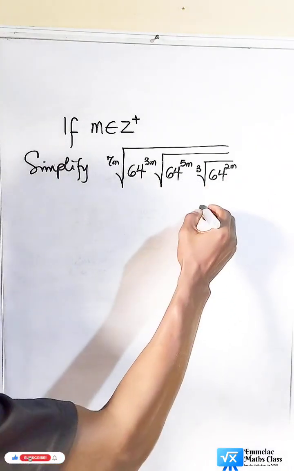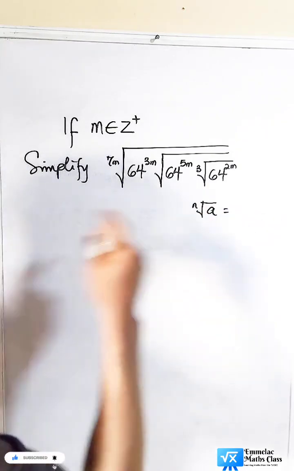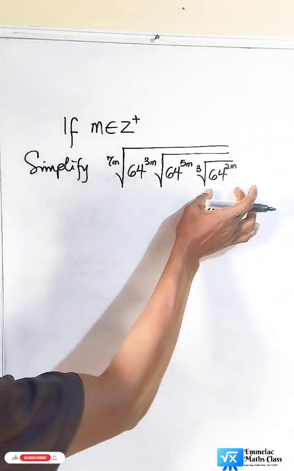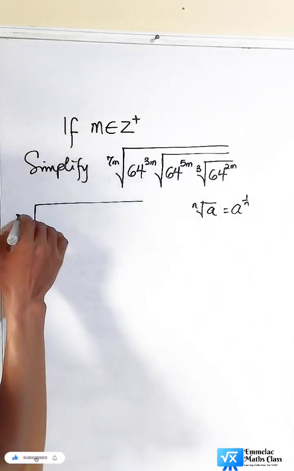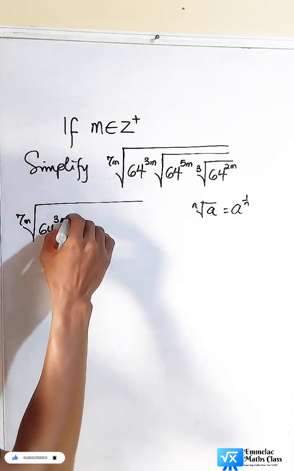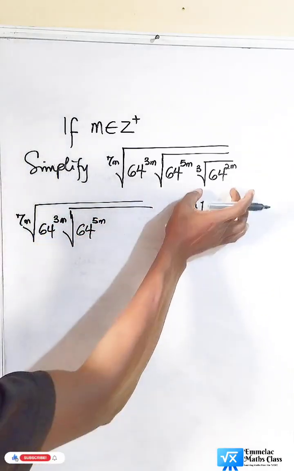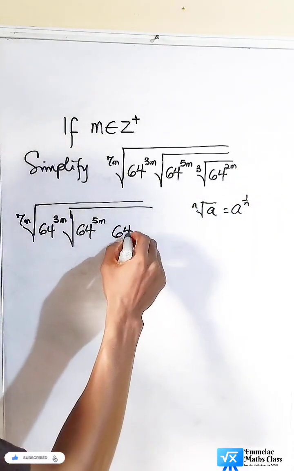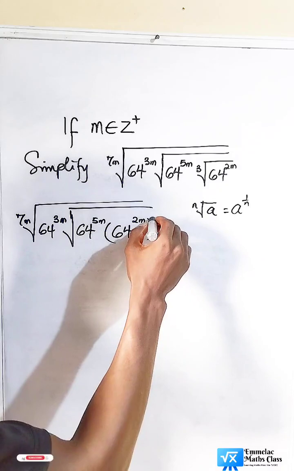Now let us recall that if you have the nth root of a, this will give us a raised to the power of 1 over n. Okay, now let us apply that rule here. So all the same here, we have the 7m root of 64 raised to the power of 3m, then the square root of 64 raised to the power of 5m. Now the cube root of 64 raised to the power of 2m becomes 64 raised to the power of 2m, raised to the power of 1 over 3.